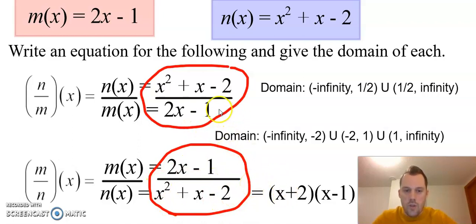So the more you are familiar with rationals and what the asymptotes look like, the easier you can find domain for these kind of problems.